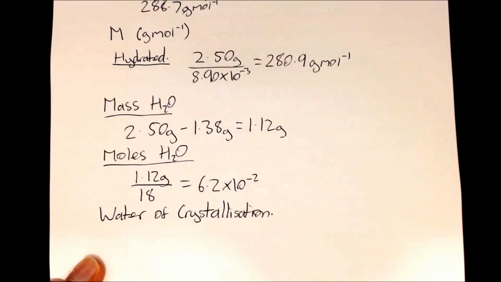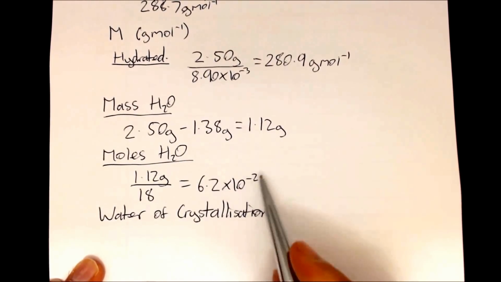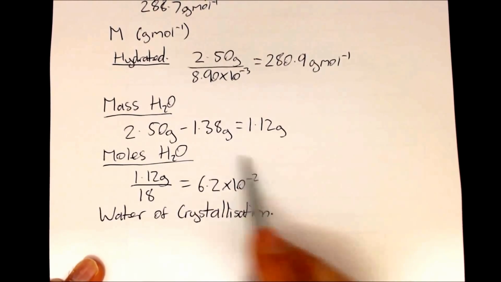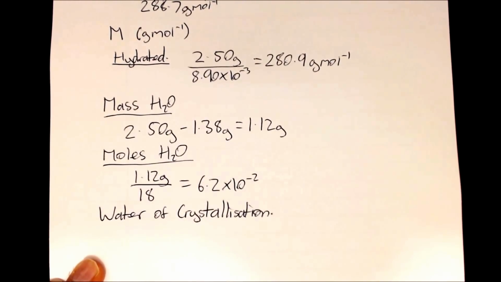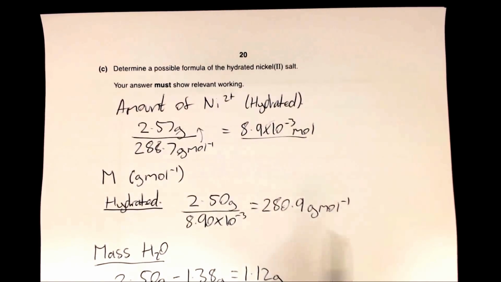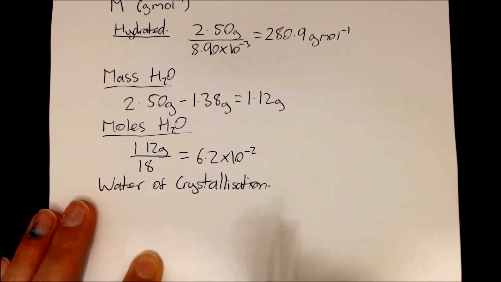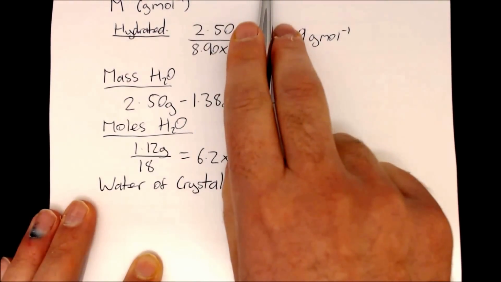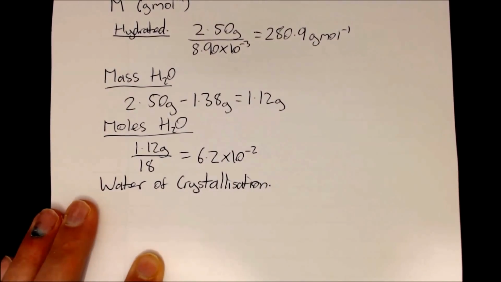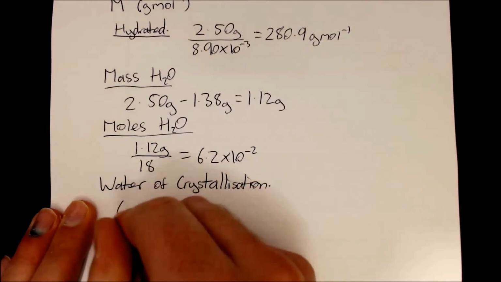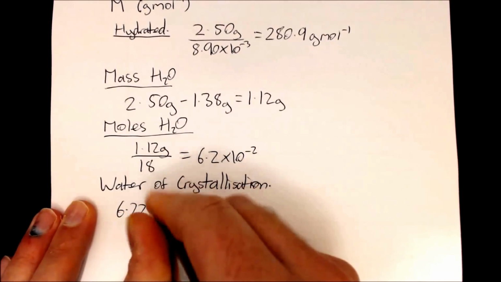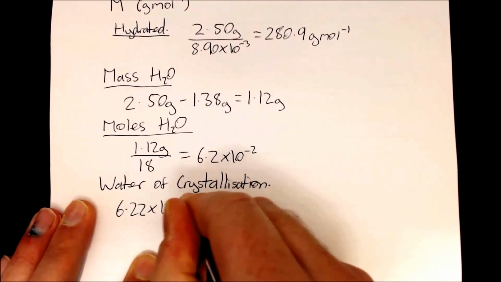Okay, so water crystallization is like a ratio. So we know the number of moles of water, and so we need to divide that by the number of moles of our nickel compound that we had right at the start here. So that will tell us basically the ratio between water molecules to nickel complex, which we worked out before. So this is going to be 6.22 times 10 to the minus 2.